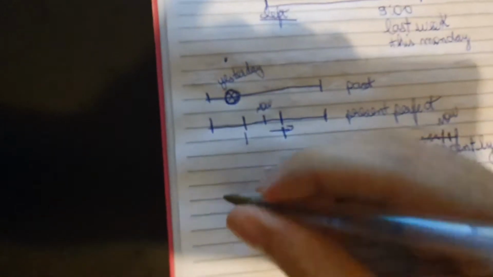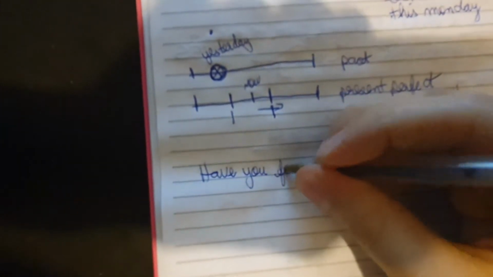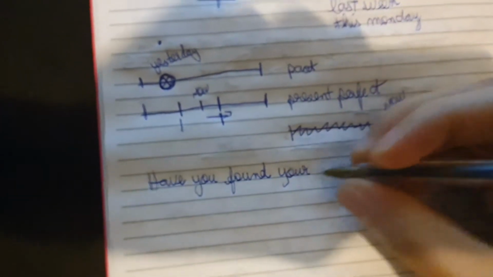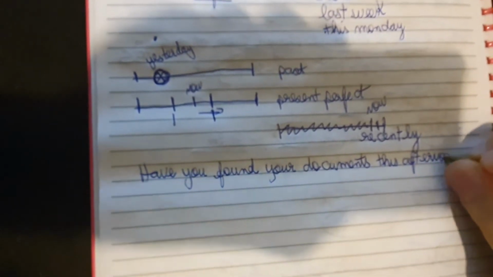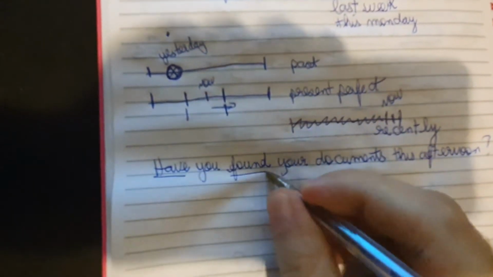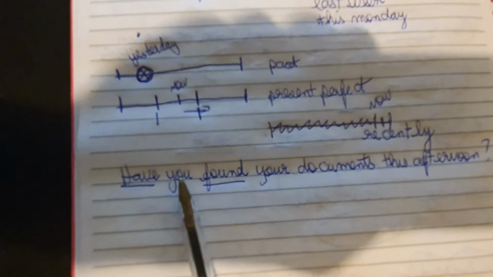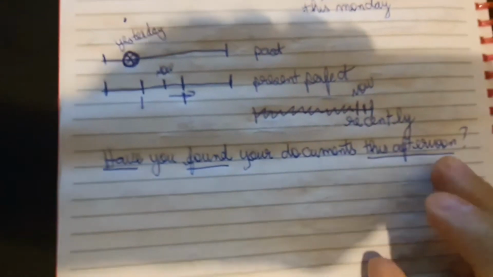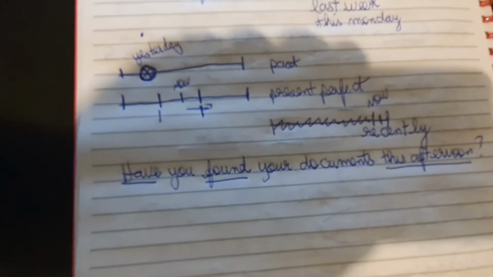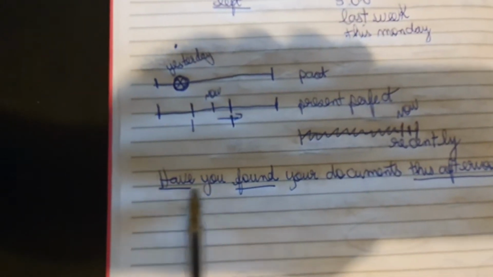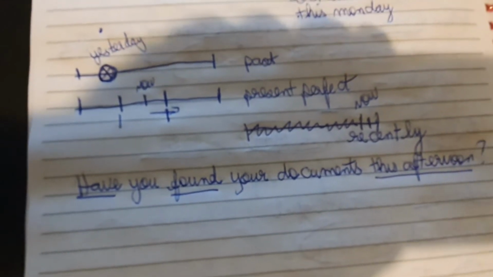Okay, so let's see the difference. Have you found your documents this afternoon? Have found. Which verb tense is this? This is the present perfect tense. I want to know here whether you found the documents this afternoon. This afternoon is an expression which involves some time around now. But it will depend, of course, because as we have used the present perfect here, it's obvious that this sentence regards an action around now.